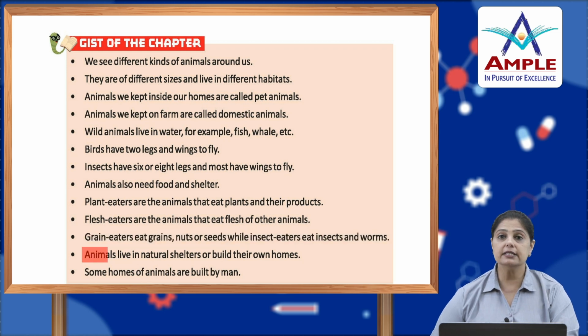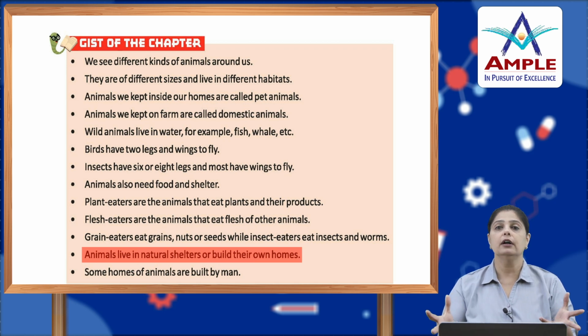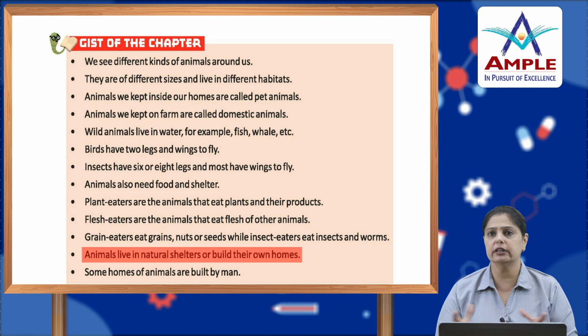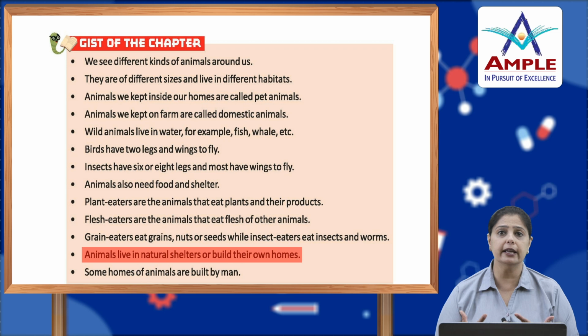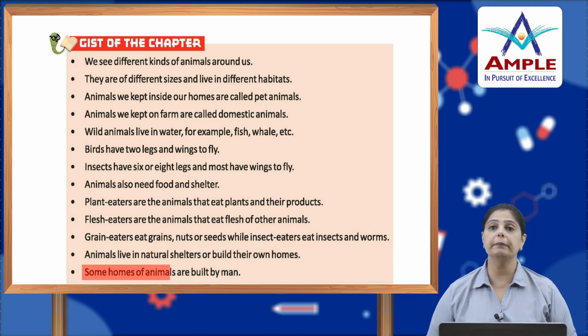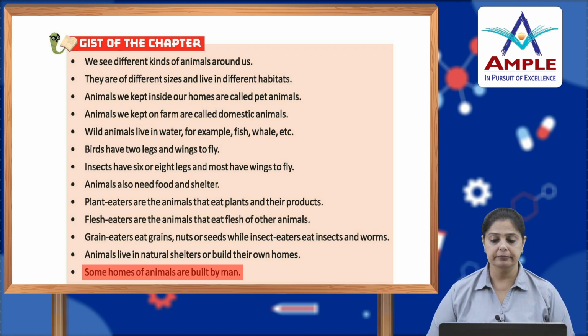Then, animals that live in natural shelters or build their own home. There are certain animals that live in natural shelter, like the lion that lives in a den. The den can be a cave inside the forest. And some of them, like the birds, build their own nest. Some homes of animals are built by man, like the kennel and the coop. It is built by the man.